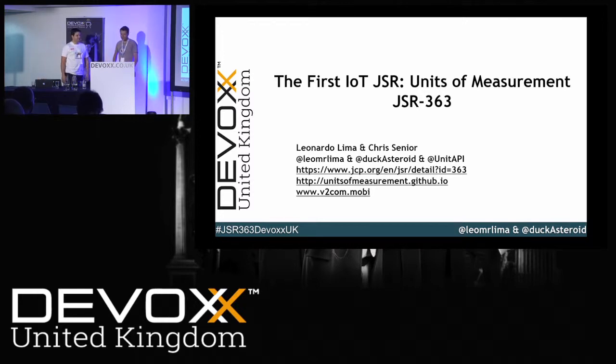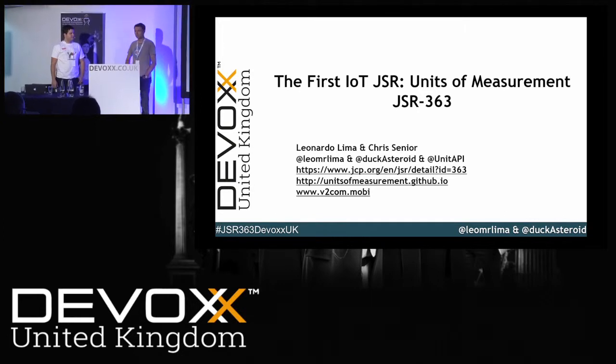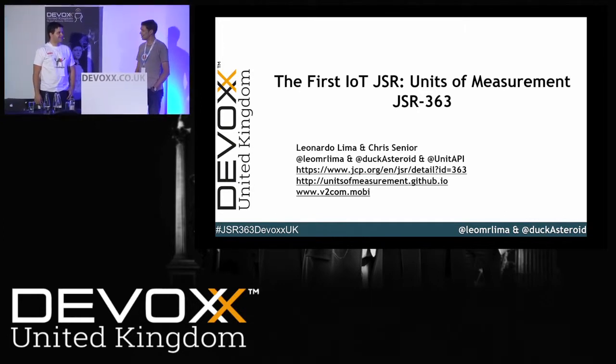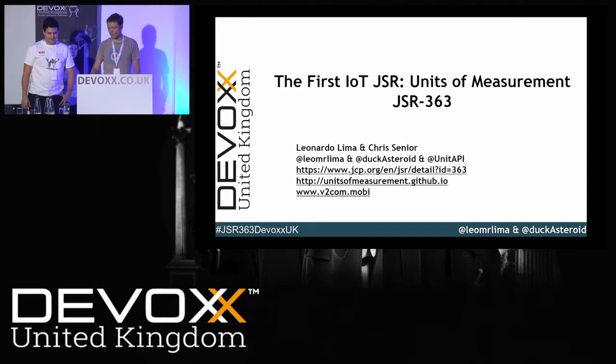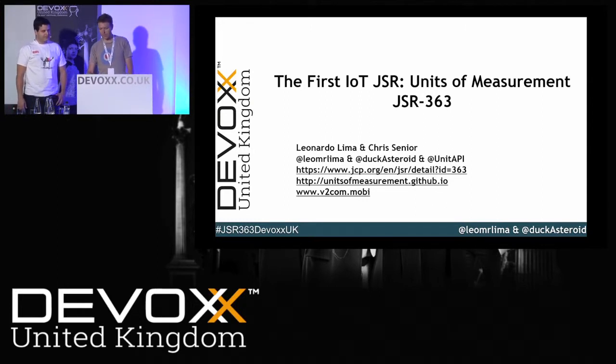Myself and Leonardo here are here to talk about the JSR that we're involved with in the Java community process, which is JSR 363. In case any of you are on Google while we're talking, you can look it up. It's the units of measurement. So we can introduce ourselves first, and then we'll go on to talk about the software, the API, and get onto a demo of it towards the end.